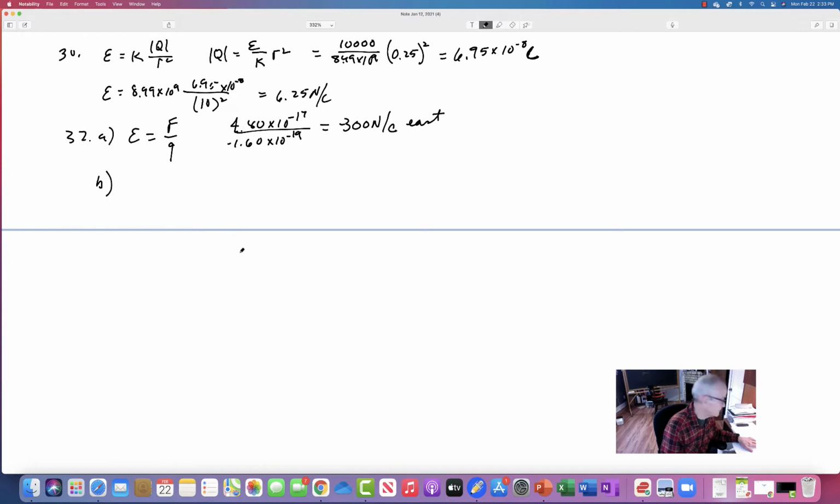Okay, B. The second part is, what is the magnitude and direction of force this field exerts on a proton? Well, it's going to exert the same force because the charge on a proton is the same magnitude as the charge on an electron. But it's going to be in the opposite direction because protons are positive, and so the force will be east.